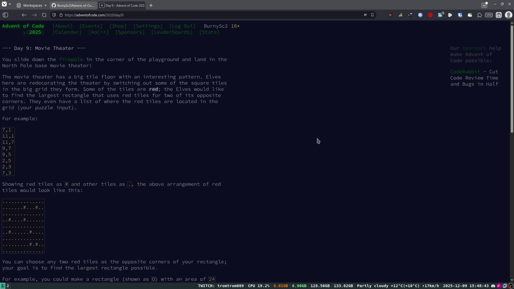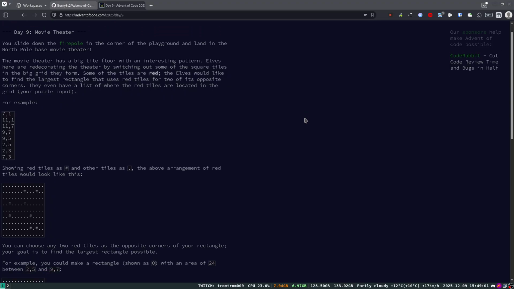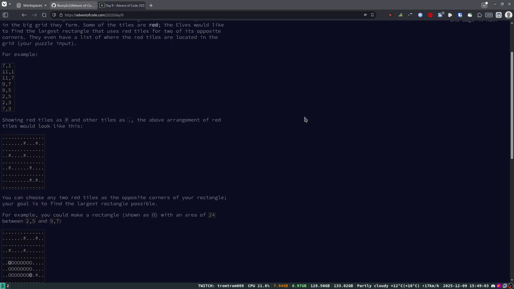Some of the tiles are red. The elves would like to find the largest rectangle that uses red tiles for two of its opposite corners. They even have a list of where the red tiles are located in the grid. Your puzzle input. For example, showing red tiles as hashtag and the other tiles as dot. The above arrangement of red tiles would look like this.